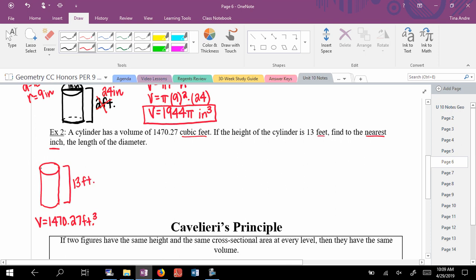We want to find the diameter. I want to find that entire thing. So let's go ahead and write our formula. So pi r squared times h. I'm going to plug in what I know. So 1470.27 equals pi, the radius I don't know, times the height.